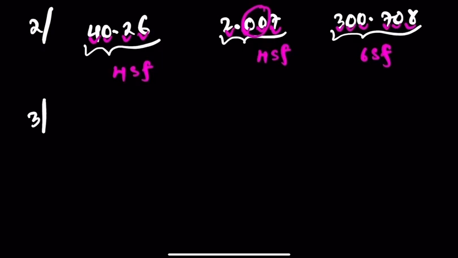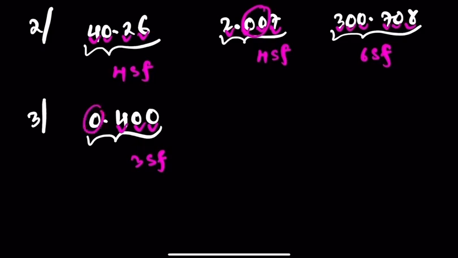The next rule says if our decimal starts with zeros, we'll count the zeros that are after the non-zero digit. So let's see what it means. Let's say we have 0.400. This has only 1, 2, 3. Three significant figures. We'll not count this 0, which is before the non-zero digit.